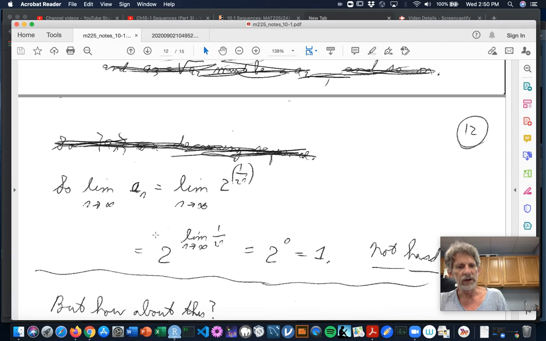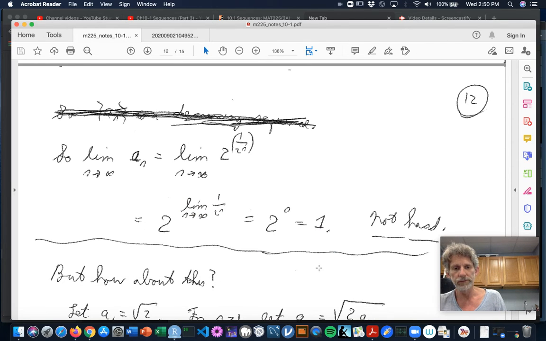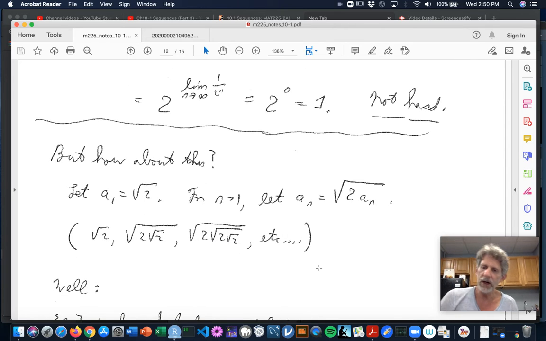And what we've got here is a continuous function, exponentiation with base of 2. The limit of that exponentiation function applied to the sequence 1 over 2 to the n. So that's 2 to the limit of 1 over 2 to the n. That's 2 to the 0, that's 1. That was not hard to do. But tweak the problem just a little bit and you can make it a lot harder to think about.